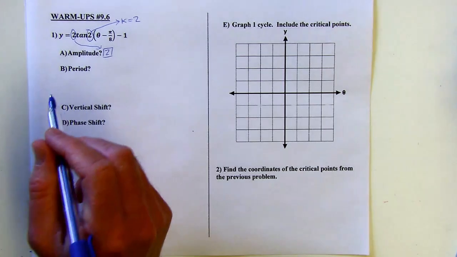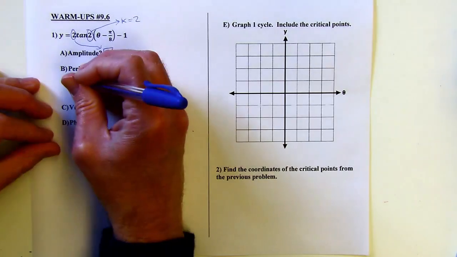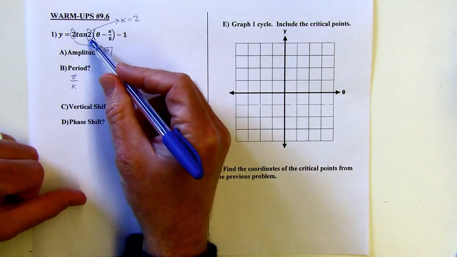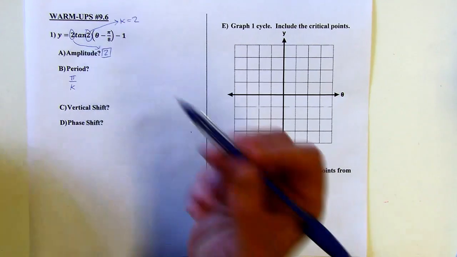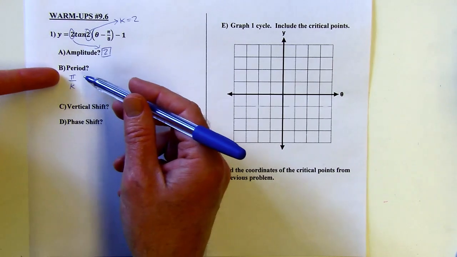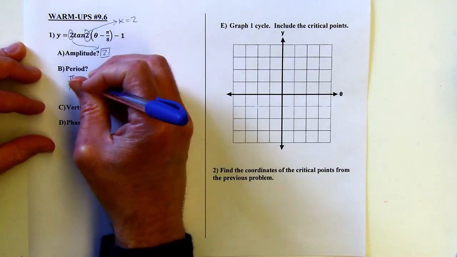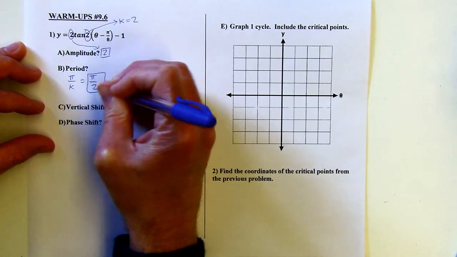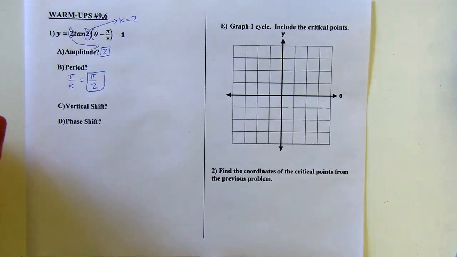So the period for tangent is going to come from this little equation. It's pi over k, so it's pi over whatever that coefficient is. If it were sine or cosine, it'd be 2 pi over k, but for a tangent, it's going to be pi over k. So here I've got pi over 2, and that's simplified, right? I can't do anything else with pi over 2.